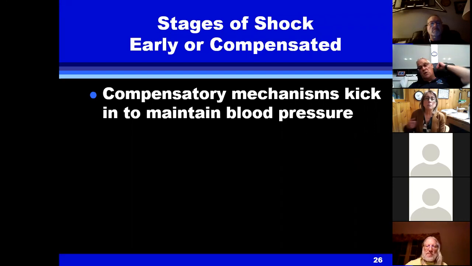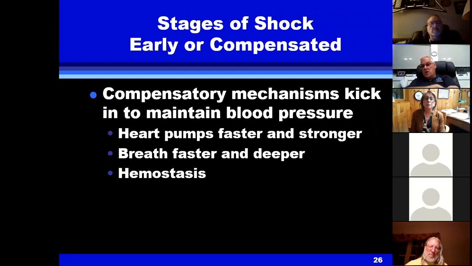Okay. So we said in compensated shock, those mechanisms kick in to maintain blood pressure. We talked about some different things that happen. Your body has the ability for its own hemostasis, right? We talked about hemostatic gauze. We have platelets, we have fibrin, we have substances that do a pretty good job, okay, in controlling bleeding, or at least slowing down bleeding.